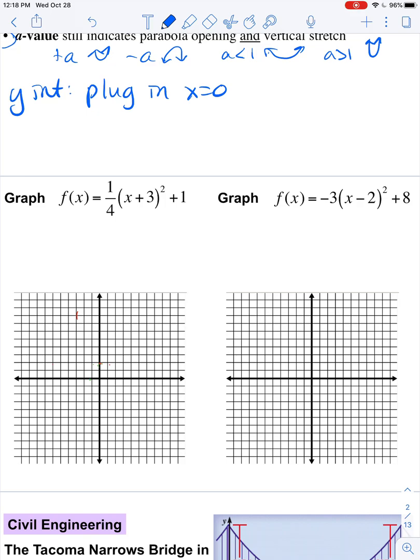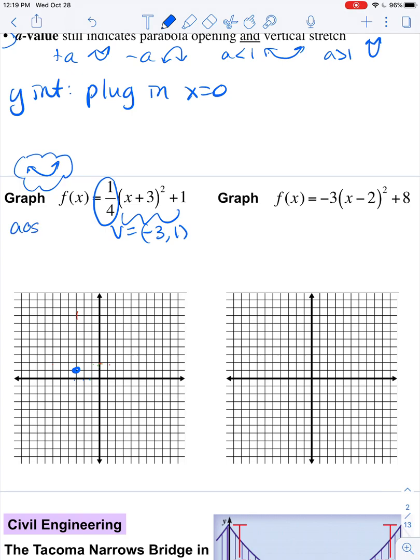So let's look at some number examples to make it a little easier. Here I have an a value of 1/4 that's positive and less than 1. So I'm kind of thinking that's going to open up and be a little wider than normal. So if my graph doesn't look like that in the end, I have to rethink it. Looking here, I'm going to identify the vertex to be the opposite of h and then k. So negative 3, up 1 is going to be my vertex.